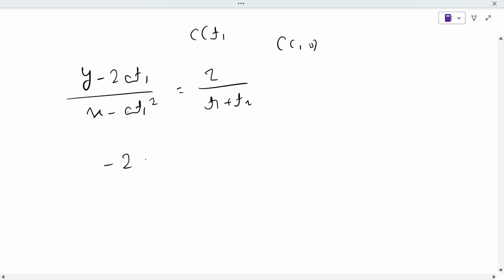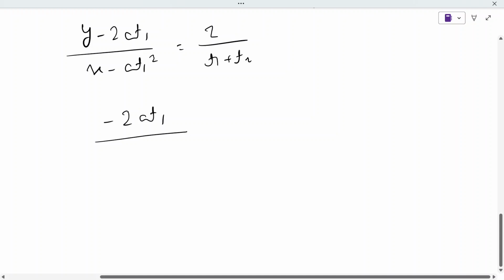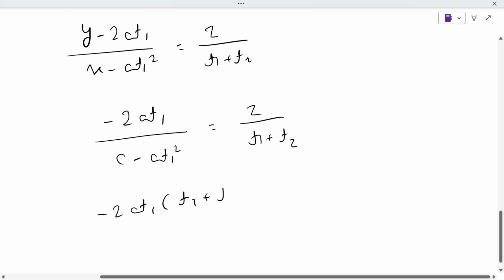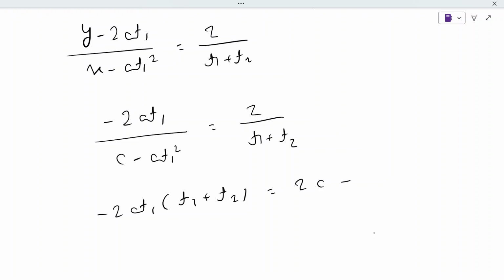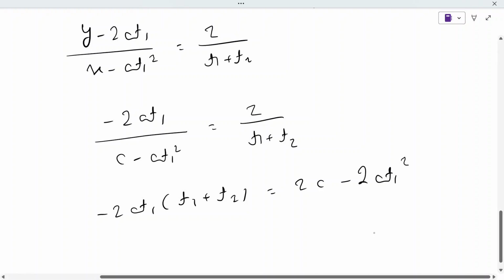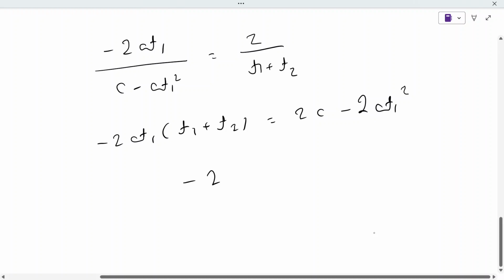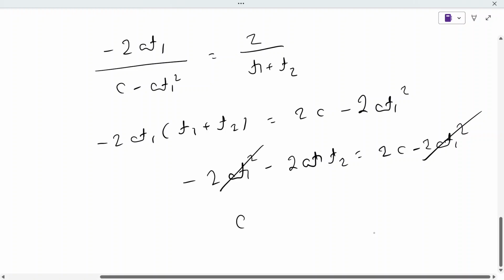So minus 2a T1 divided by C minus a T1 square is equal to 2 by T1 plus T2. So minus 2a T1 into (T1 plus T2) should balance 2C minus 2a T1 square. So minus 2a T1 square minus 2a T1 T2 should balance 2C minus 2a T1 square. So clearly C is equal to minus a T1 T2.